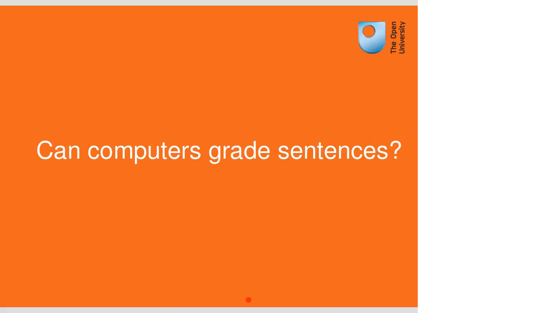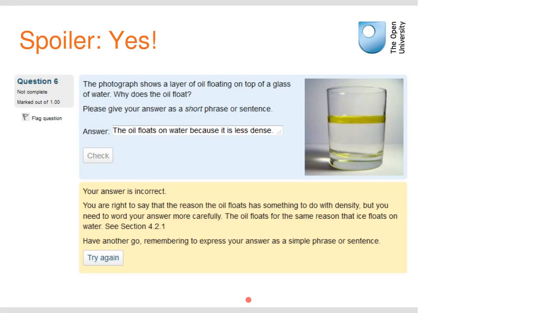So the final story I want to talk about is really something completely different, because it's less about the data and more about a particular question type. And this started back in, when did it start? Sort of 2005, 2006. It was a long time ago. We wanted to know, can we get computers to automatically grade sentence length answers? A bit of a spoiler, but yes, we can, because here is a Moodle question that does that.